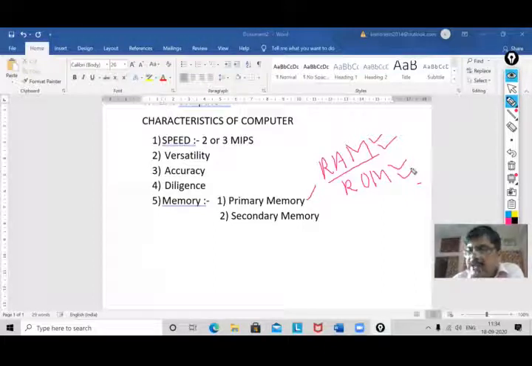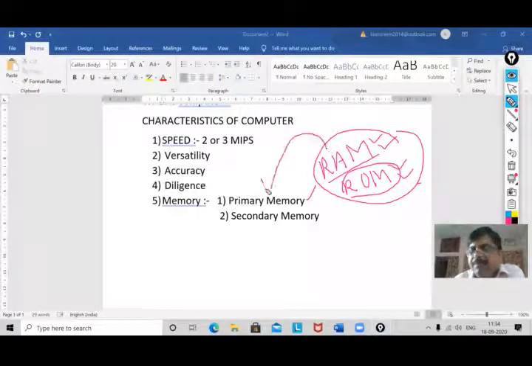And it will process, and after that, it will load the operating system in the RAM, my dear. And then once you get your desktop on the screen, you can start your work. Actually, this is the use of ROM, my dear. So they all come under the primary memory.